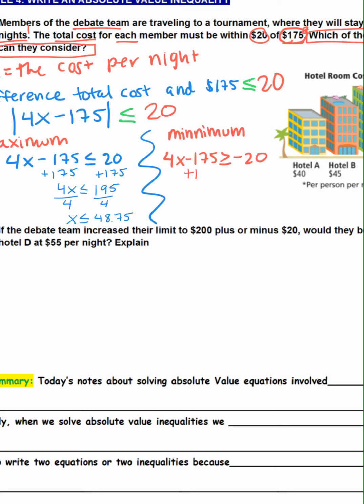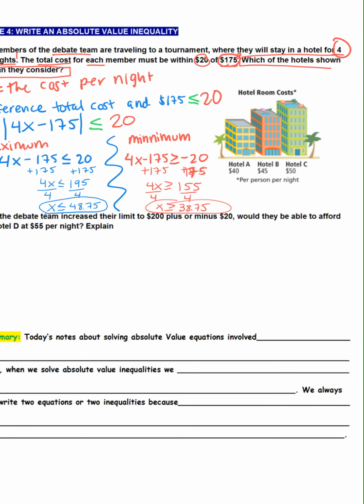All right, now let's find out what the minimum is. We're going to add 175 on either side, and we get 4x is greater than or equal to 155. Then we divide by 4 on either side, and we get x is greater than or equal to 38.75. So our minimum is $38.75, and our maximum is $48.75. So we can't really afford Hotel C. Hotel C is not something we can afford.